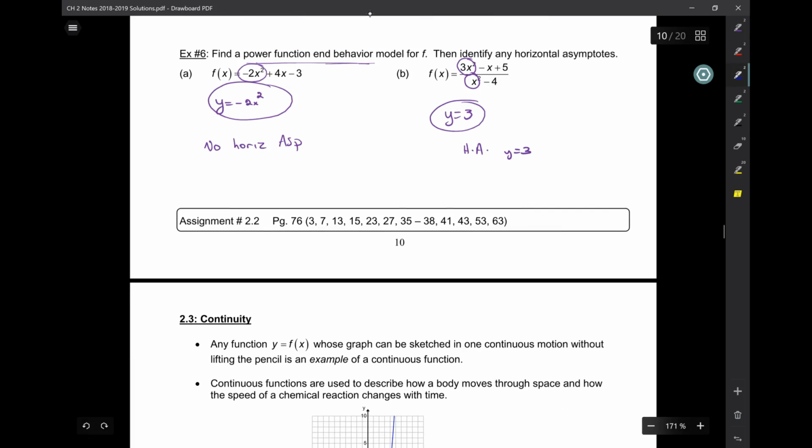So, if there are a greater number of x's, so basically if the exponent is greater in the numerator, there is no horizontal asymptote. Okay?